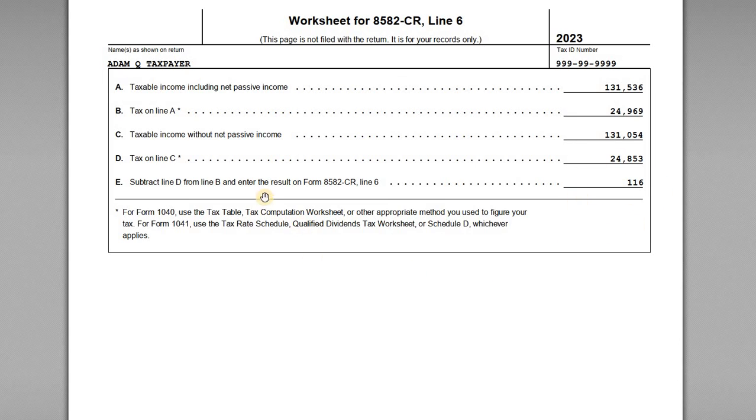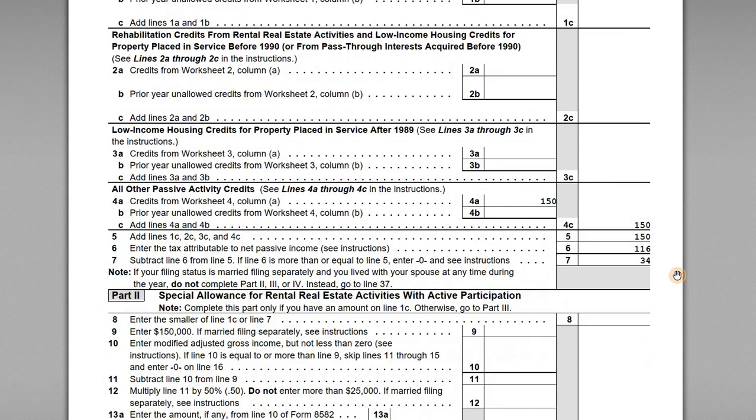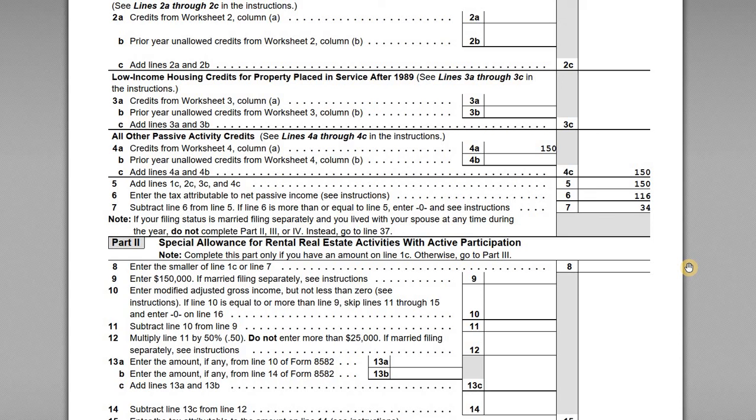So once we have this amount, we can enter this on Form 8582 CR, line 6. So if I go back to 8582 CR, we have line 6 entered for $116. And so the difference here, line 7, subtract line 6 from line 5, and we're left with $34. $34 is going to be the amount of credit that is unallowed for the year because of the passive activity credit limitations. The 116 is effectively going to be the amount of credit that we can claim.